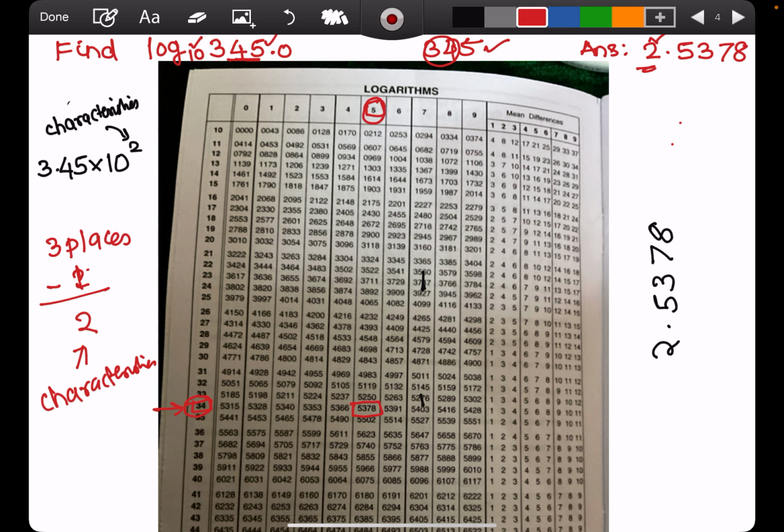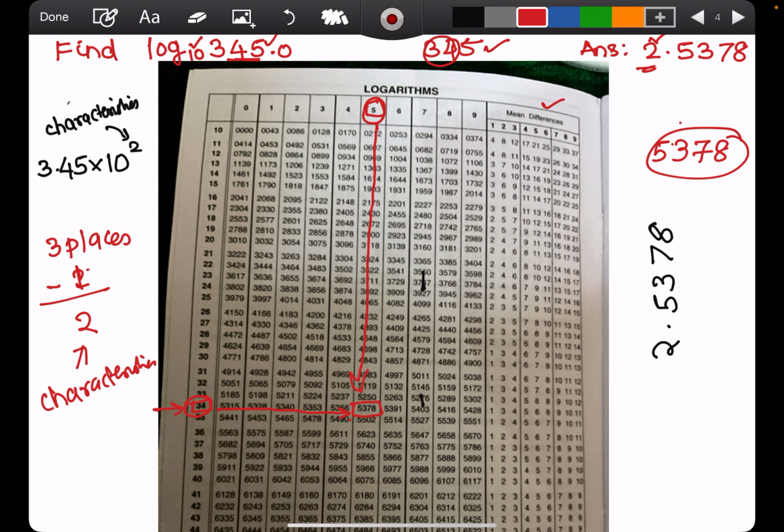Fifth is the column. So I need to move downwards fifth like this, and I need to move like this. What I get is the intersection, and that intersection is 5378. Because you don't have another number over here, there is no need of calculating the mean difference.